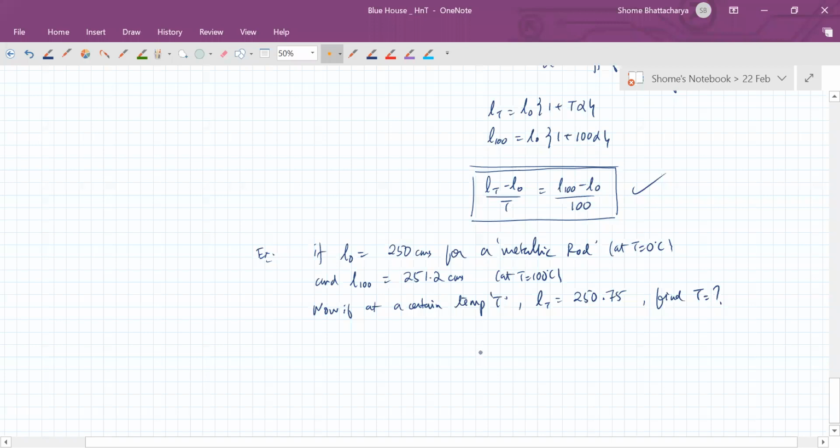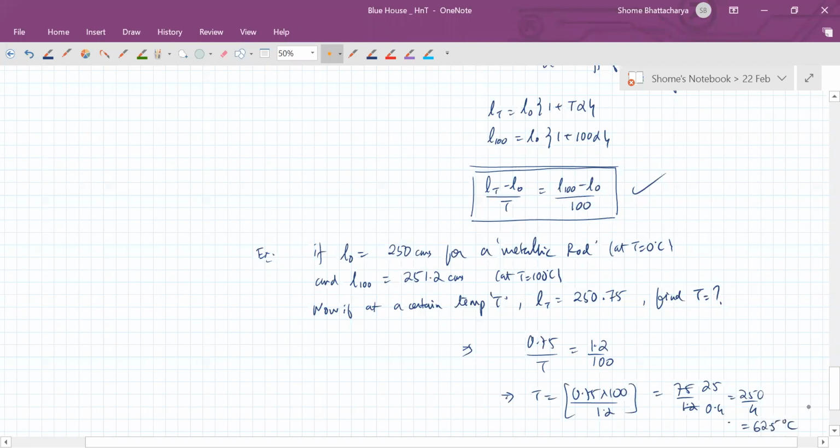So we can see here that 0.75 divided by T will be equal to 1.2 divided by 100. So T is just 0.75 into 100 divided by 1.2. So 75 by 1.2 we can write as 25 by 0.4, or 250 by 4. So something very straight and direct like this.